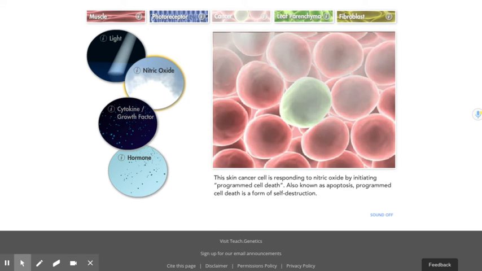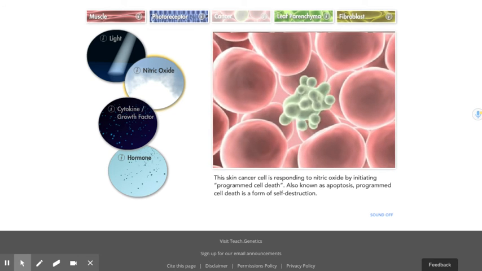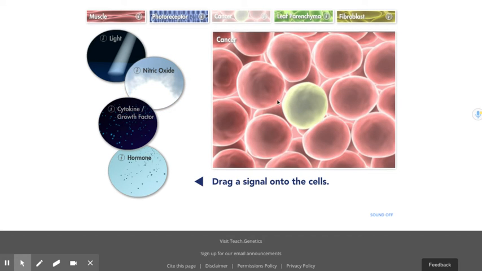This skin cancer cell is responding to nitric oxide by initiating programmed cell death. Also known as apoptosis, programmed cell death is a form of self-destruction.